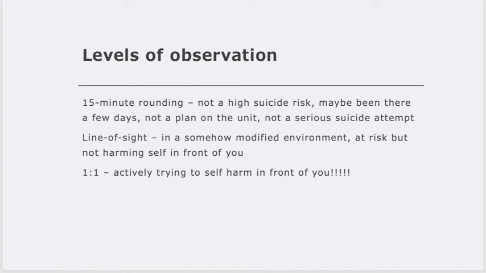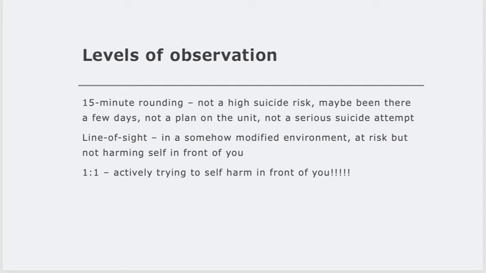Line of sight, on the other hand, is one where they're at risk for suicide, but they're not actively trying to harm themselves in front of you, and they're somehow in a modified environment. So, for example, this is your patient who maybe had a pretty serious suicide attempt, or they're in their first 24 hours on the unit, or something like that, but they're in a modified environment. It also might be people who are in a medical surgical unit where maybe they've modified the environment slightly, but they also have cameras in the room so that they can keep an eye on them and a tech is watching them at all times. And these are line of sight types of patients.